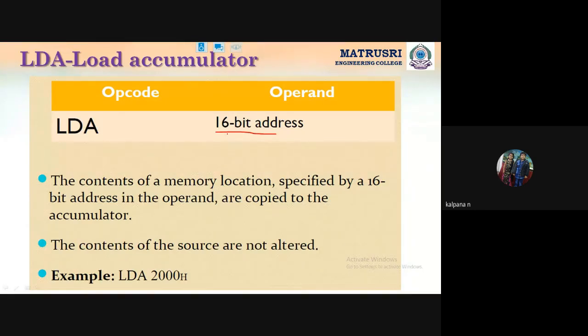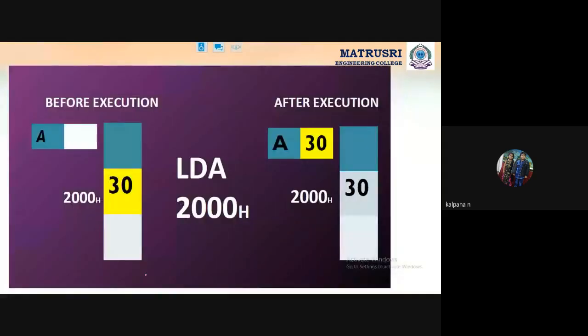will be loaded into the accumulator. For example, see here LDA 2000H. So here the operand is 2000H. What is the data present in the 2000H? That will be moved into the accumulator. Here we are not representing any register, right? So LDA stands for what? Whatever you represent in the instruction, that will be moved into the accumulator.